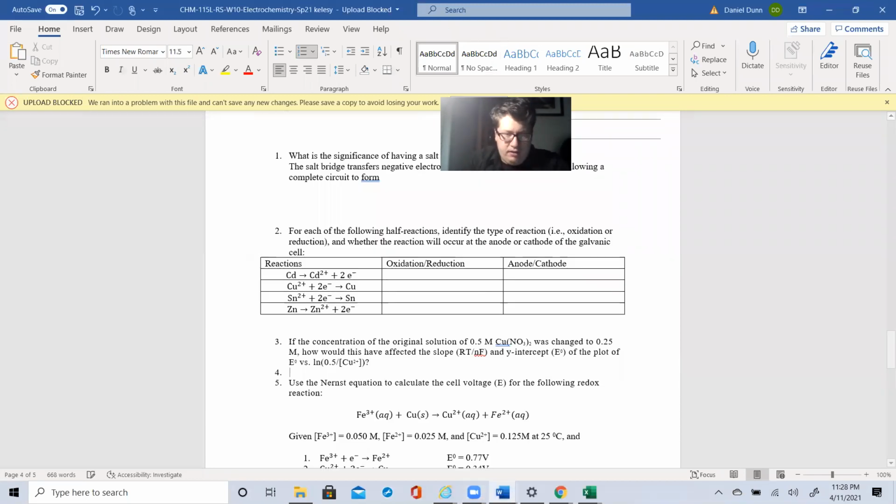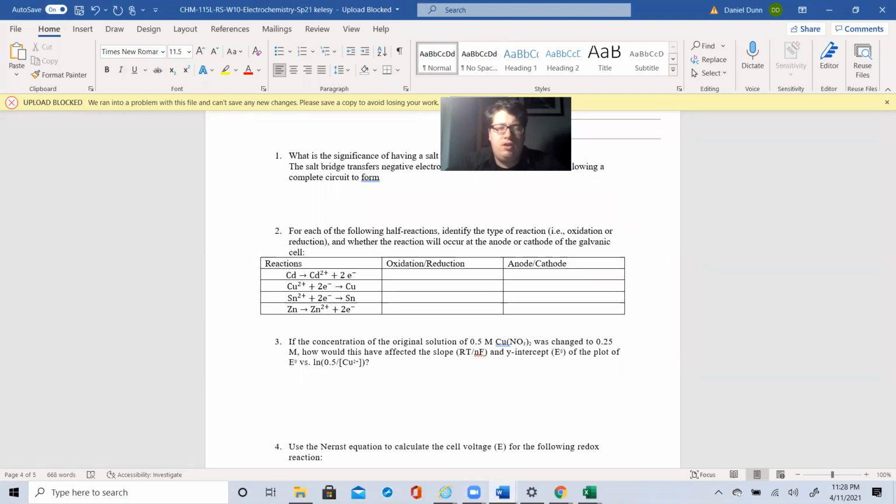Okay, up next we have this. Question 3: if the concentration was changed from 0.5 to 0.25, what would happen? Well, that's actually pretty easy to see. What would happen is nothing. This is my slope. Where is concentration in here? Concentration is not there. Thus, I could change the concentration. I can dilute to a degree.